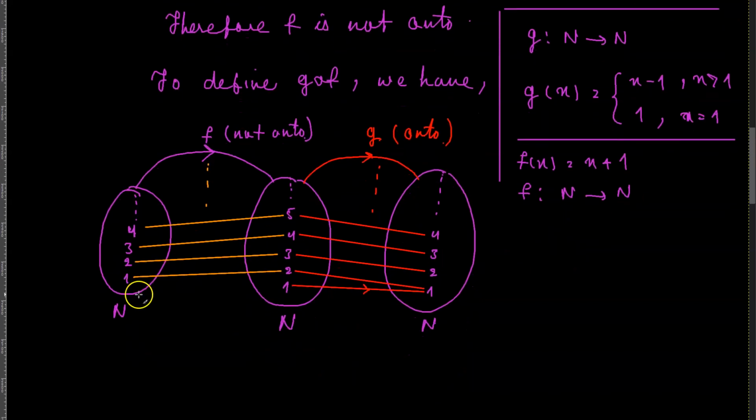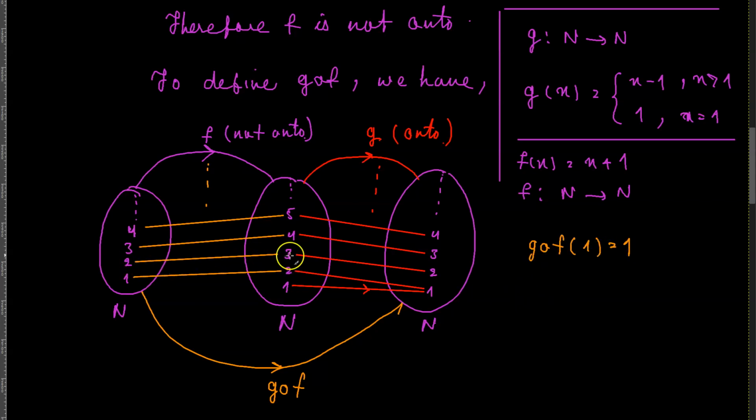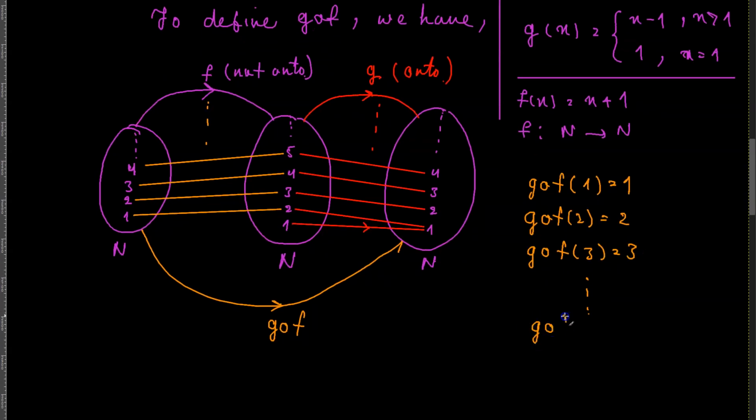GOF is a function that goes from basically this set to this set directly. This is GOF, which means that 1 is mapped to 1. So that means that GOF of 1 is equal to 1. GOF of 2 is equal to 2. GOF of 3 is equal to 3, and so on and so forth. That means that you could say that GOF of x is actually equal to x.